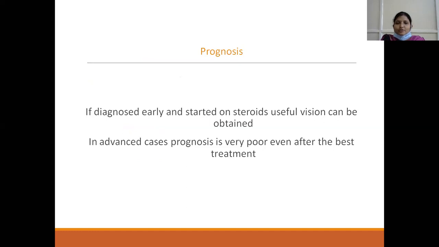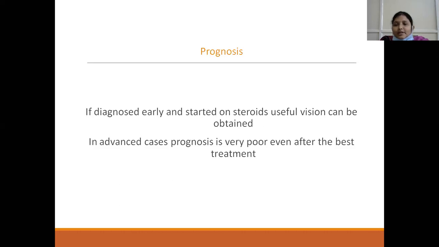So what is the prognosis of sympathetic ophthalmitis? If we diagnose sympathetic ophthalmitis early and start steroids, then the vision can be retained in the eye. If the patient comes in a later stage, then the prognosis is very poor even after the best treatment. So sympathetic ophthalmitis occurs following injuries. So which type of injuries are more prone to sympathetic ophthalmitis? It occurs when there is a wound involving the ciliary zone and there is incarceration of the iris, ciliary body or lens capsule, and it can also occur after intraocular procedures, but this is very rare.